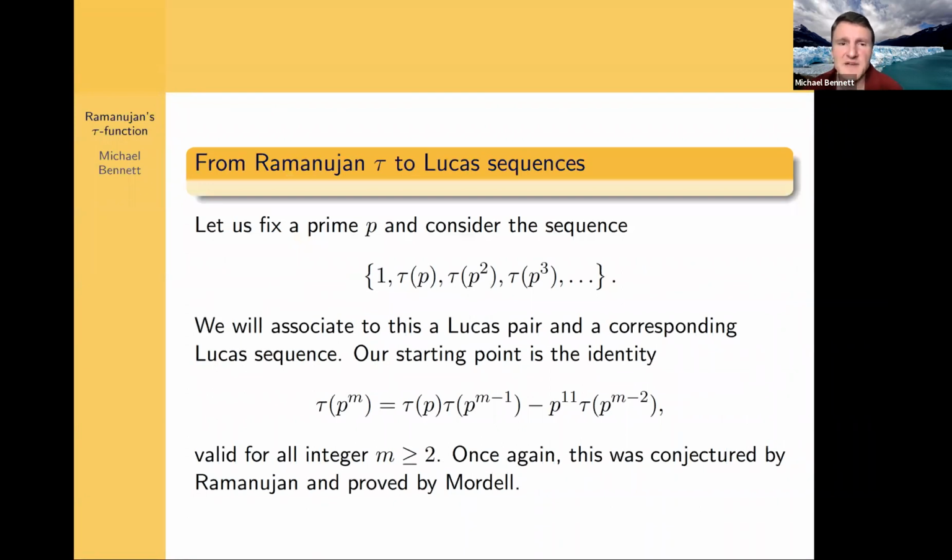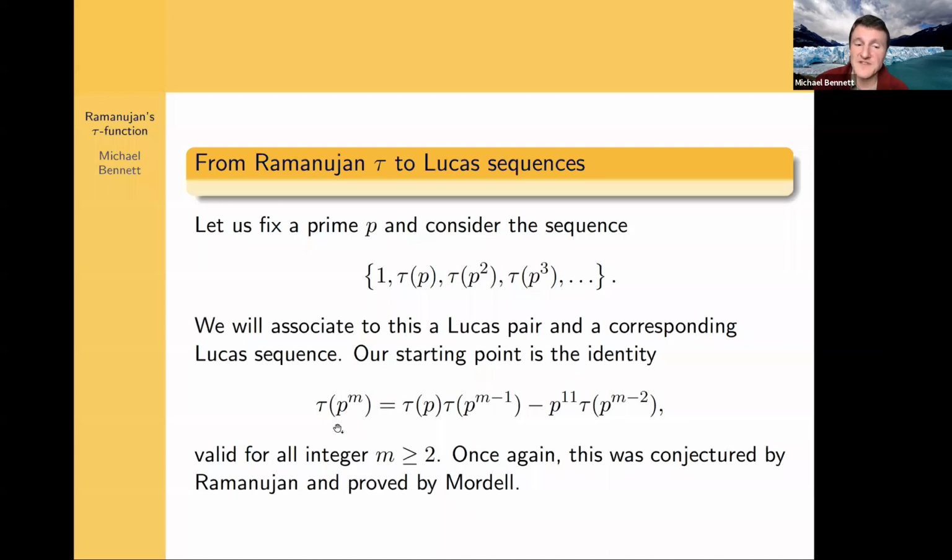So in our case, as I mentioned, the sequence we're going to look at, we're going to fix a prime p, and we're going to look at the sequence of powers of tau of powers of p. So one sort of trivial thing, tau of p squared, et cetera. And we are going to associate this to a Lucas pair and a corresponding Lucas sequence. Now, in fairness, generically, this is a Lucas sequence. It just sometimes isn't, and I'll say why.